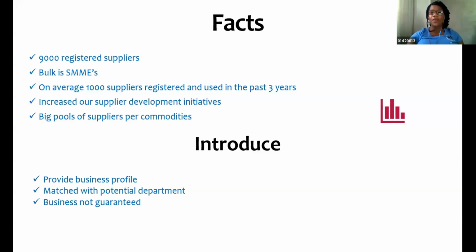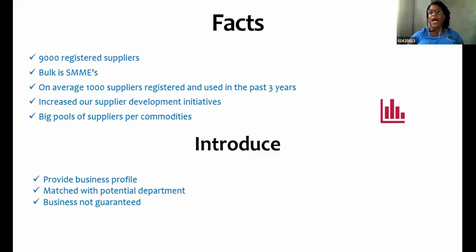And we have also increased our supplier development. We groom and develop our suppliers that are already registered on our system. And also, we've got a big pool of suppliers per commodity. For example, catering, we're sitting at more than 50 suppliers for catering. And so on and so on.